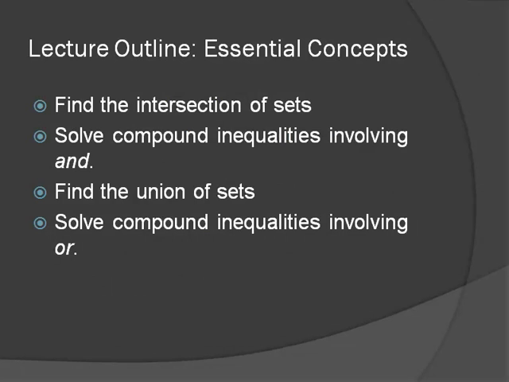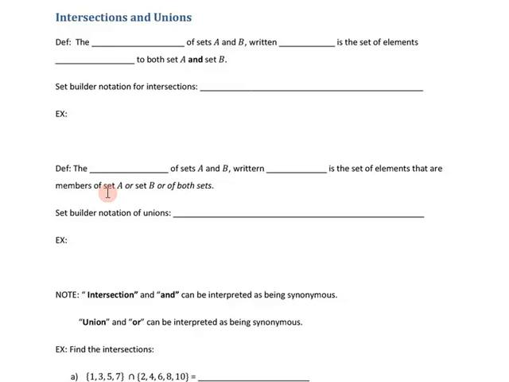The outline for this section includes: we're going to start with finding the intersection of sets and solving compound inequalities involving "and". There's a connection between those two. Intersections and "and"s turn out to be the same type of problem. Then finding unions of sets, and then being able to solve compound inequalities that involve "or". So let's start with intersections and unions.